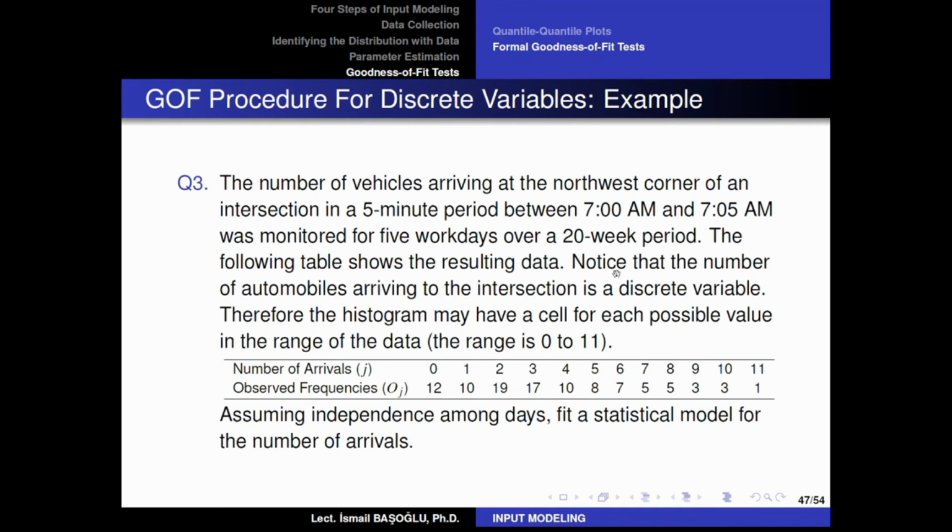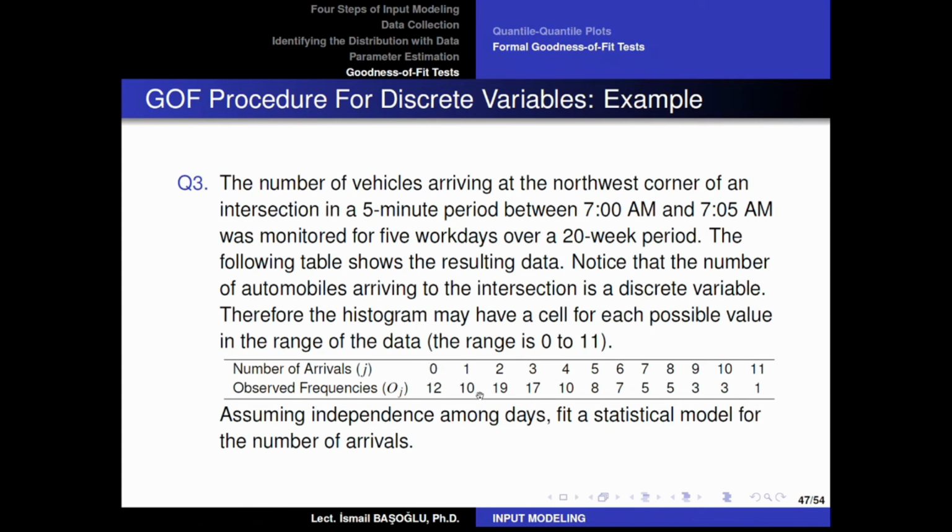So I'm just going to solve a question based on that. Let's read the question. It says the number of vehicles arriving at the northwest corner of an intersection in a 5-minute period between 7 a.m. and 7:05 a.m. was monitored for 5 workdays over a 20-week period. The following table shows the resulting data. Notice that the number of automobiles arriving at the intersection is a discrete variable. Therefore, the histogram may have a cell for each possible value in the range of the data. So the table tells me that in 12 of these 100 days, 0 cars arrived in these 5 minutes.